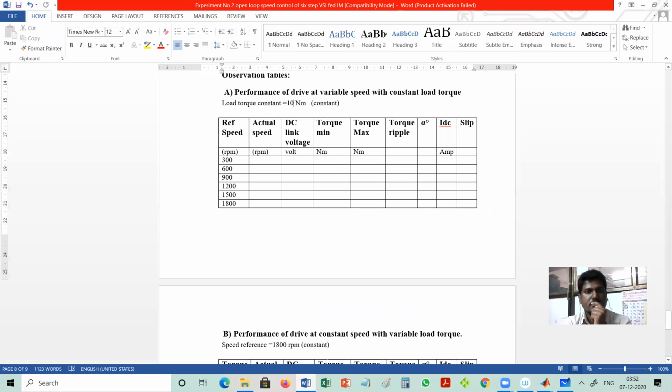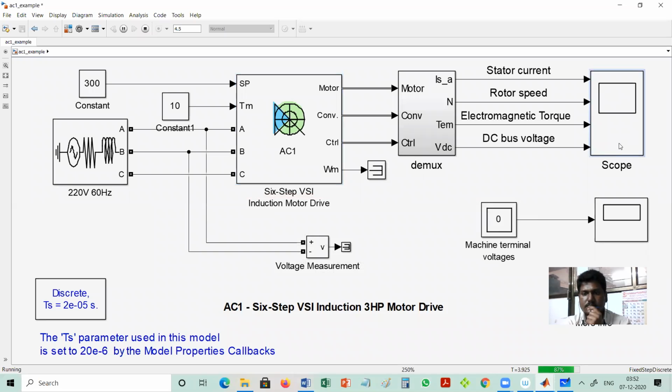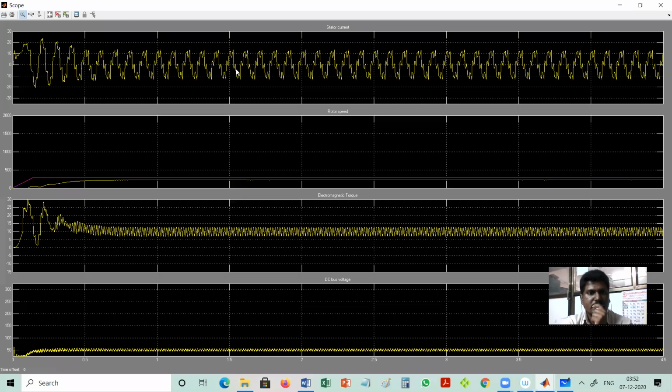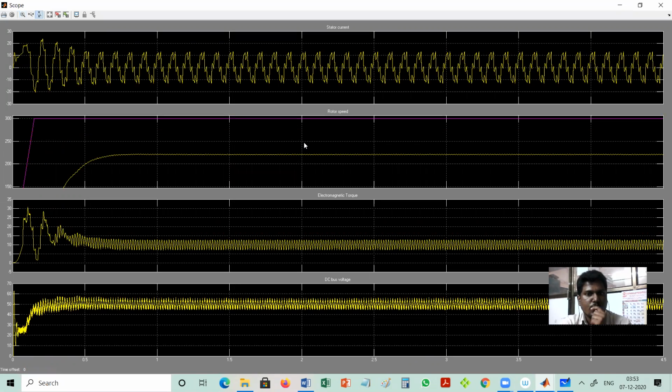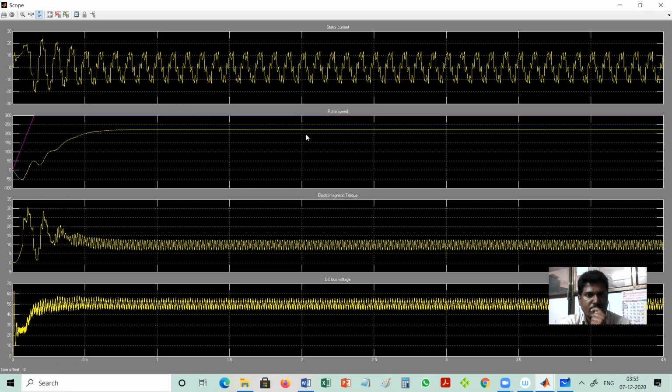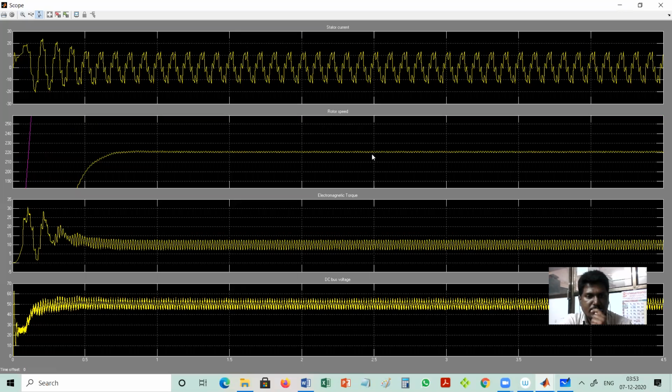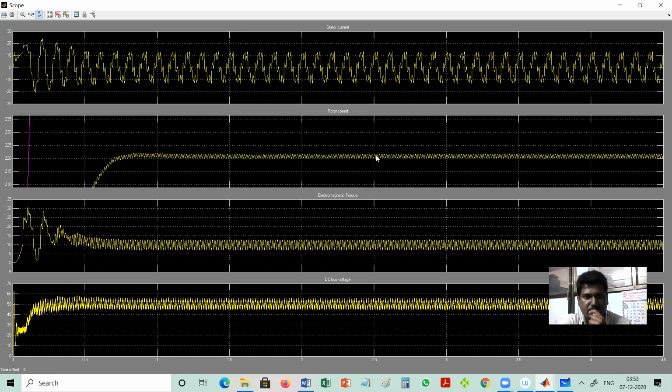So the first reading is, what is the actual speed for the speed command of 300? You have to take all those readings when the machine is in steady state. In the second diagram, the pink one is the reference speed command, and the yellow one is the actual value. We will see it in steady state after 0.7 seconds. Steady state has started.